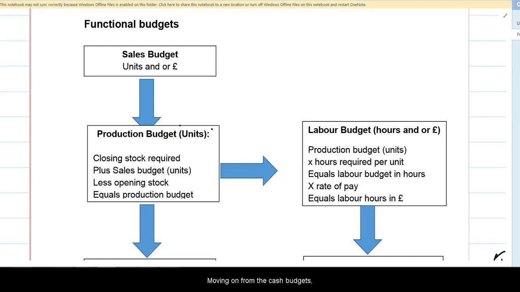Moving on from the cash budgets, we now will look at how to prepare a functional budget. To do this, we must firstly identify the principal budget factor. That is normally sales. Once this budget has been prepared, then all the other budgets can be prepared from those figures, starting with the production budget in units. This will adjust for the opening and closing stock of finished goods.